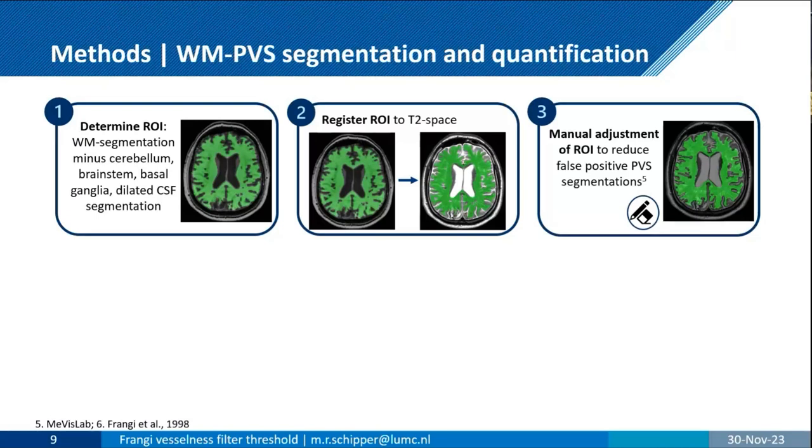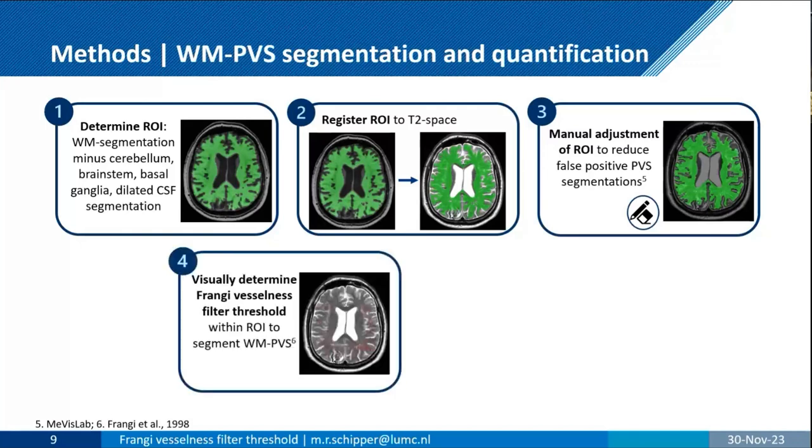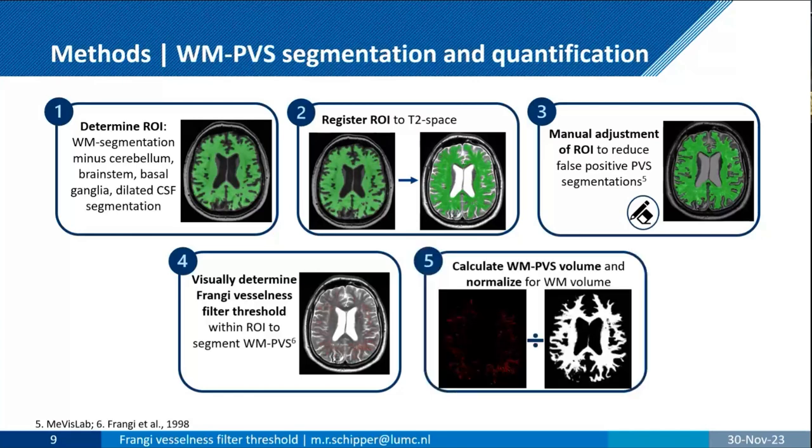Then we manually adjust the region of interest, since these white matter segmentations are never perfect, and especially with pathology, the segmentations oftentimes fail or show limitations. So we try to adjust for that to reduce false positive PVS segmentations. Then we visually determine our Frangi vesselness filter thresholds. And we do this again to avoid both false positive and false negative PVS segmentations. And lastly, we calculate the white matter perivascular space volume out of the segmentation, and we normalize it for the white matter volume.